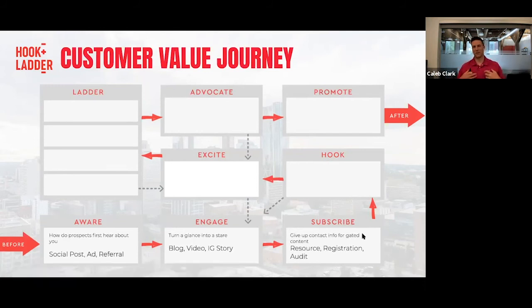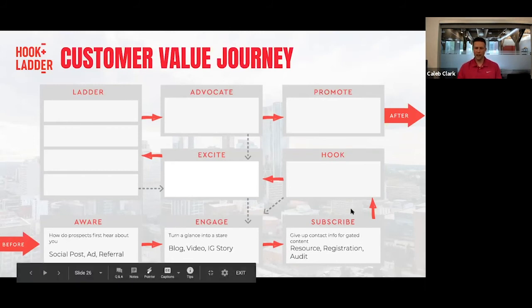Typically this is when someone gives up their contact information in exchange for a value add resource. Maybe they're registering for something. Maybe it's giving your email address for a free audit or something like that. Now, this is when the relationship is starting to change a little bit, right? It's pretty passive here. It's a little bit more active here, but at this point, it's like, okay, I'm going to meet you halfway and give you an opportunity to connect with me one-on-one in exchange for something else.